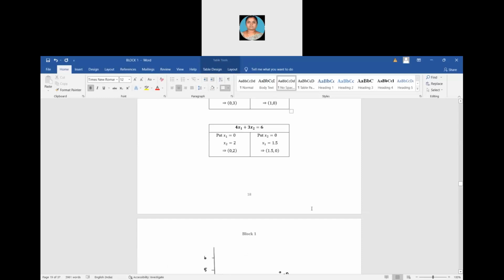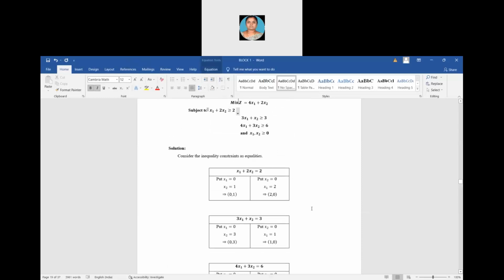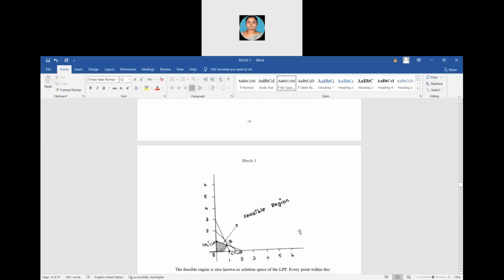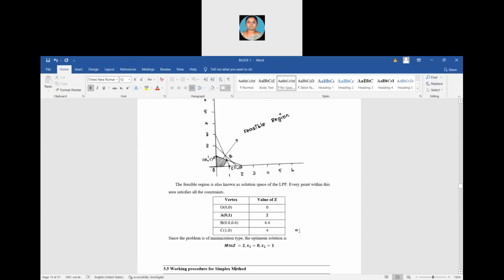So what is our objective function? Minimize Z is equal to 4x1 plus 2x2. In this objective function, you have to substitute the values for the coordinates we have got. So 0, 0 gives 0; 0, 1 gives 2; 0.8, 0.6 gives 4.5; and 1, 0 gives 4.